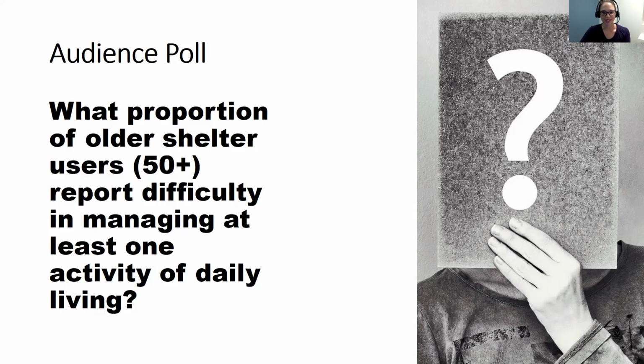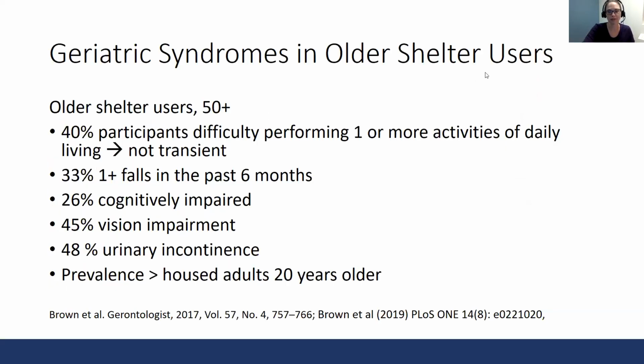So everyone's really on point today. So, absolutely right. About 40% of participants. And remember, I am talking about those who are 50 and above. If we were thinking of all comers who are not homeless, 50 and above, hearing that 40% have difficulty performing an activity of daily living would be a bit surprising.